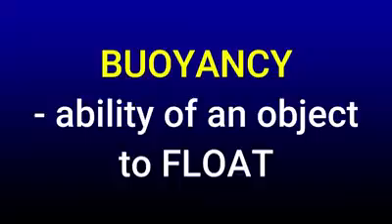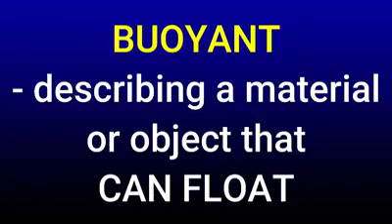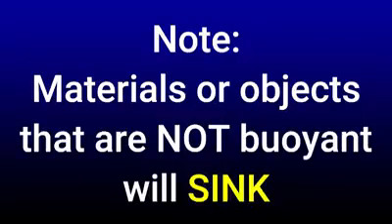Let's proceed then. Buoyancy is the ability of an object to float. If an object can float, this object is described as a buoyant material, or simply called buoyant. If the object is not buoyant, it will sink. So how can an object be buoyant or not?